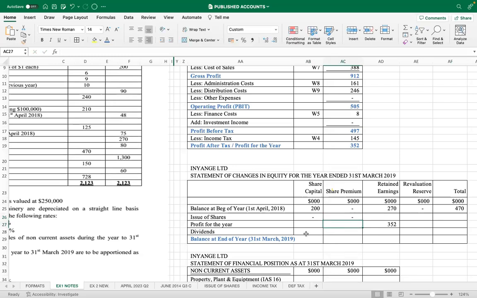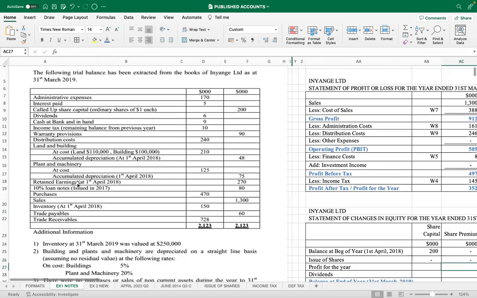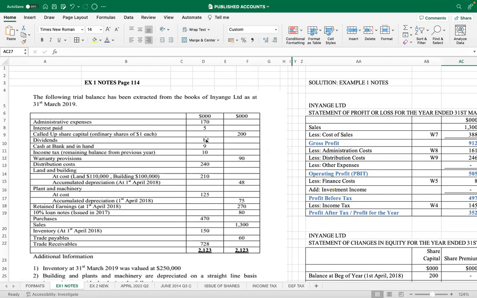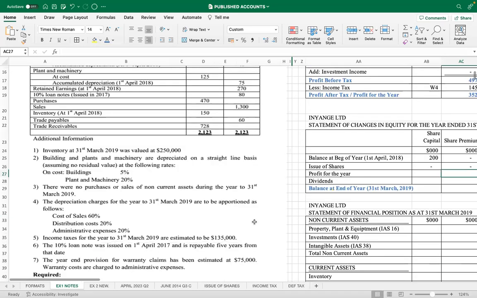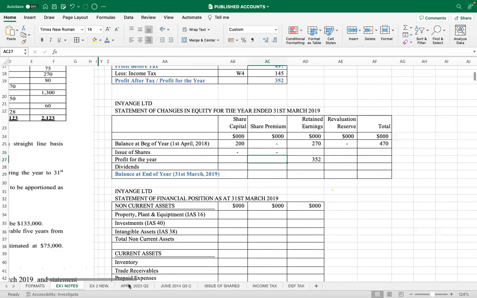Was there any dividends paid? Yes, we have dividends paid of 6. You can see dividends. Why do I know it's an expense? Because it's on the debit side. If it was an income, it could have been on the credit side. So dividends paid is 6. Dividends reduce profits. So I'll write there less so that you know.